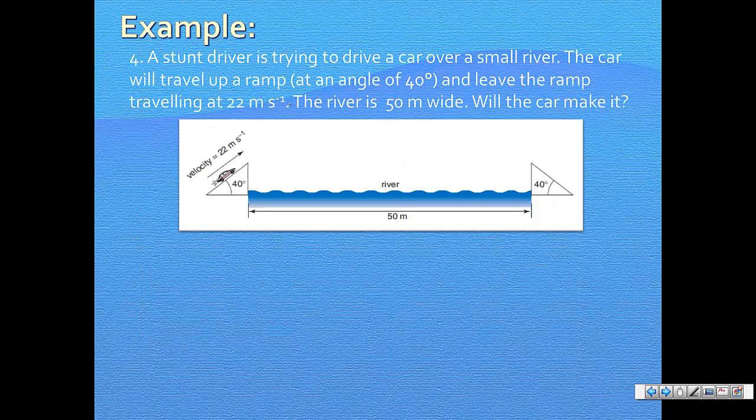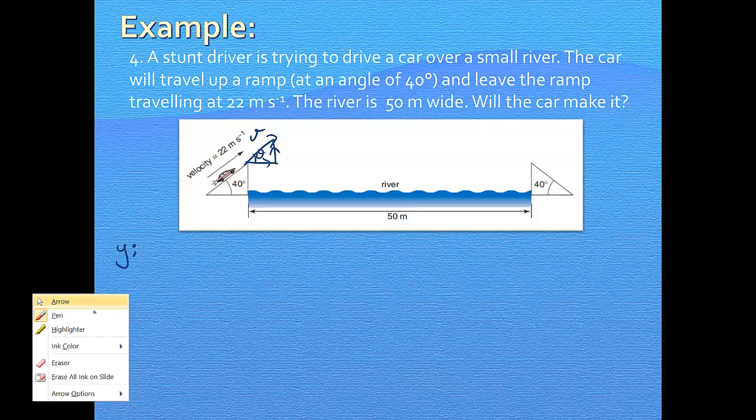So let's have a look at our stunt car, and it's driving over some water or river, 50 metres wide, and its initial speed is 22 metres per second. We've got the angle there as 40. So how do we approach this? Well, this situation is the simplest of our projection in that it's symmetrical. So our initial speed when it leaves the ramp is v, and that can be broken into the two components. So one of the first steps is to work out what are the vertical components and what are the horizontal components that we know.